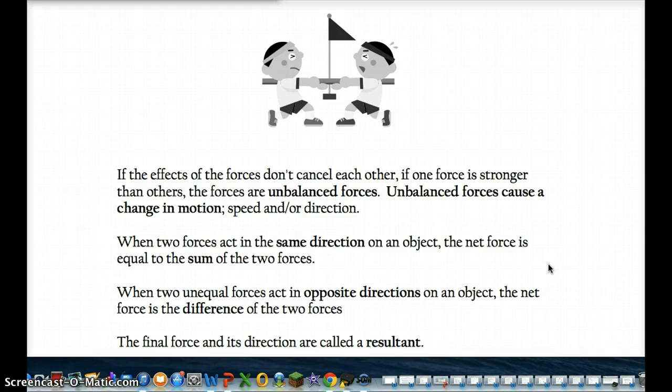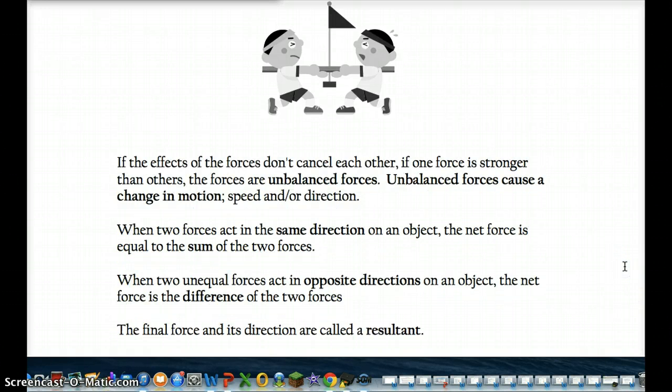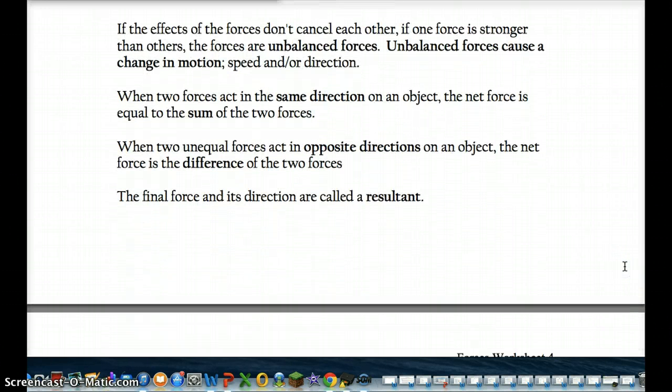When 2 equal forces act in opposite directions on an object, the net force is the difference of the 2 forces. So in this case, if one of these boys was bigger than the other, let's say he was 20 newtons, and the little boy was pulling with 10 newtons, then we would subtract those 2 numbers, which means the net force would be 10 newtons, and it would be in the direction of the bigger boy, okay? The final force in this direction is called a resultant.